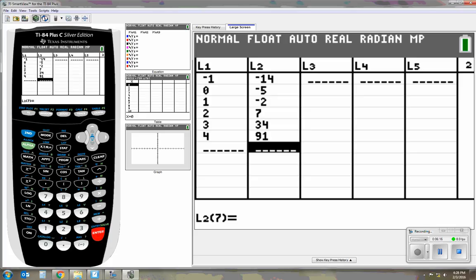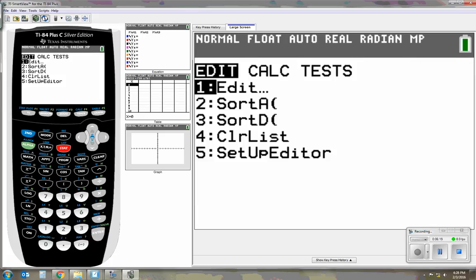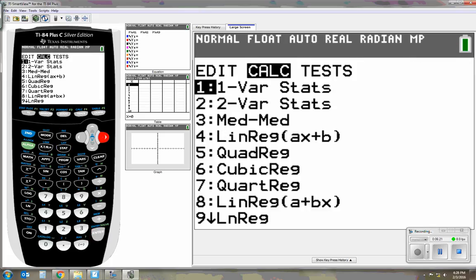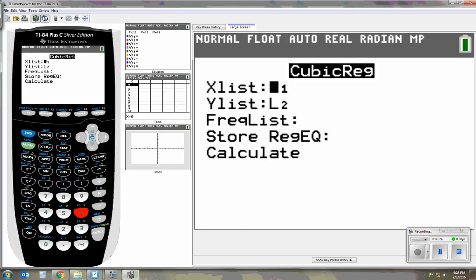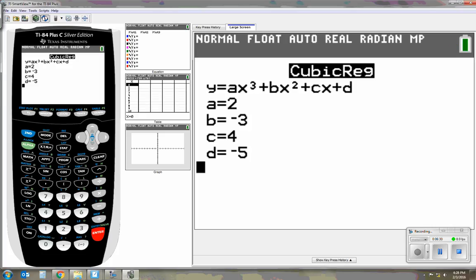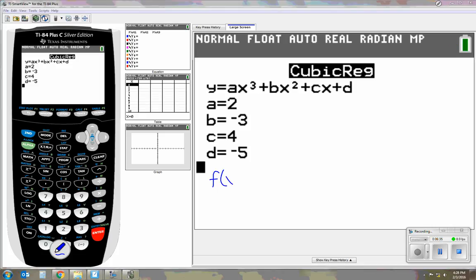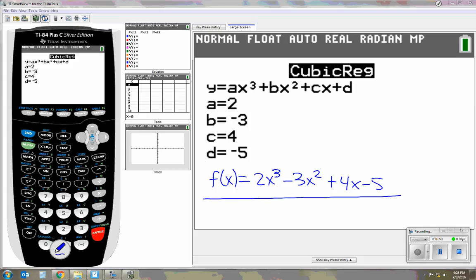Once we put in that information, we can use our regression feature, and we figured out it was a cubic regression. So we go to Stat, arrow over to Calc, and we go to number 6, cubic regression, since it is a cubic polynomial. And it's going to be calculate. So we're going to write our function, which is f of x is equal to 2x cubed minus 3x squared plus 4x minus 5. So that's how you use technology and finite differences to write your polynomial function.